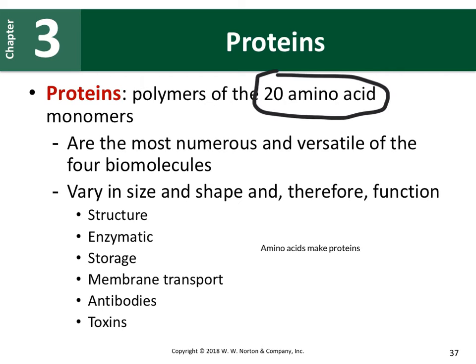Storage proteins, membrane transport proteins, antibodies, which are part of our immune system. All these, the hormones, these are all proteins. In other words, proteins do all the work, and they're just made completely of amino acids strung together in a 3-dimensional shape.